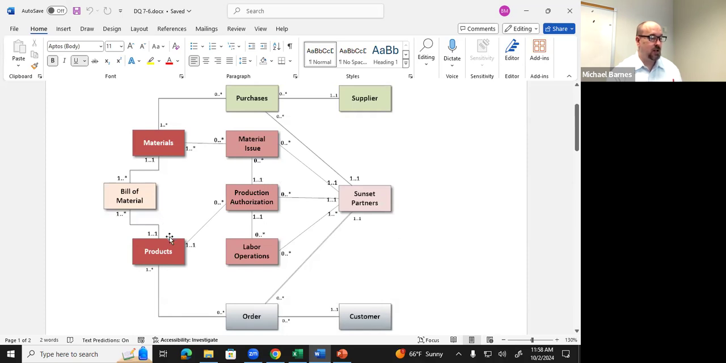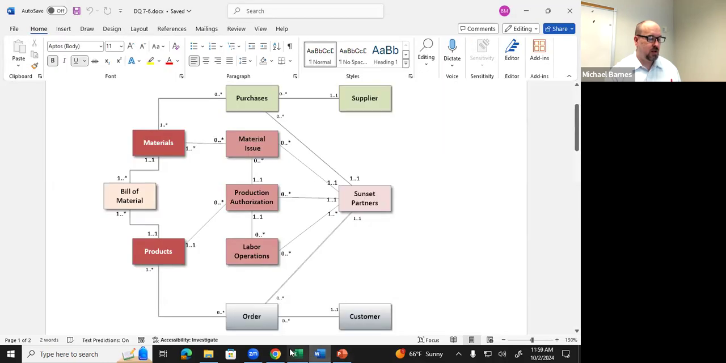We've got materials and products, we've got a production authorization, then our issuance of materials and labor operations. There do appear to be some missing associations, or maybe some included associations that don't necessarily need to be here. Then we have our employees here that are called Sunset Partners. But I want to look really quickly at the call of the question, because this should jump out at you almost immediately. This diagram is fine, but it's incomplete, okay? And we want to talk about why.